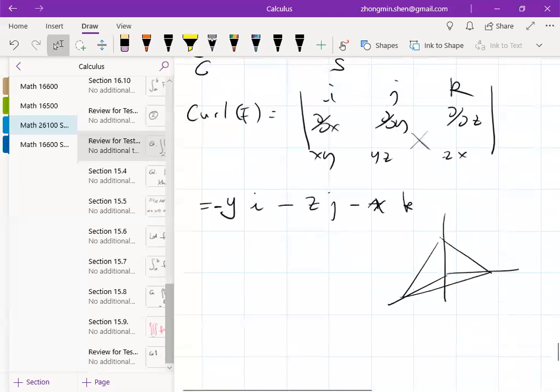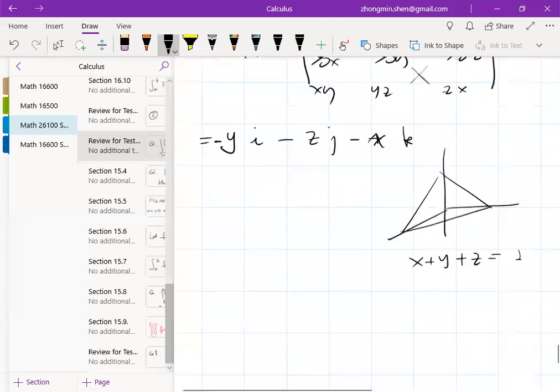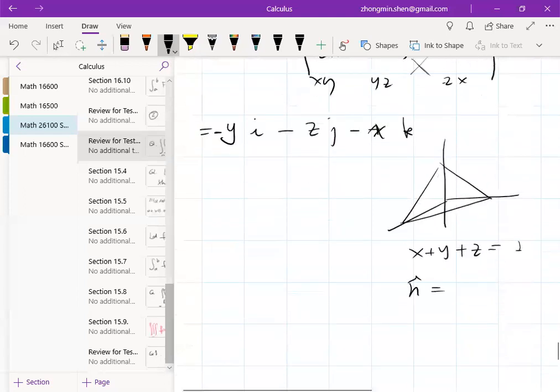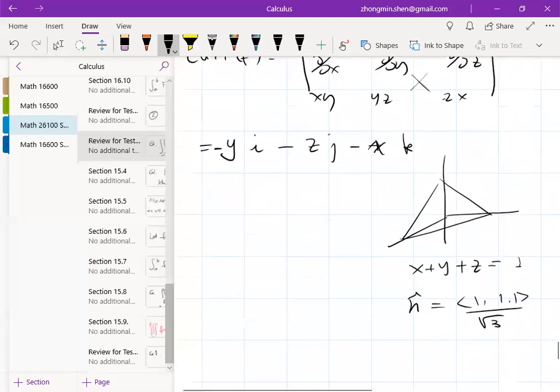The graph of the surface is going to be x plus y plus z equals, I think, some constant, because the normal vector of this surface at every point is going to be (1, 1, 1) over square root of 3. This is a normal vector at every point. So you get all this data.